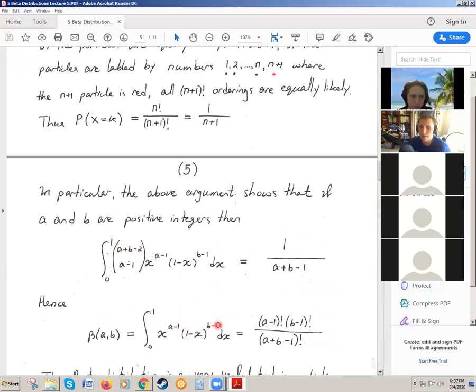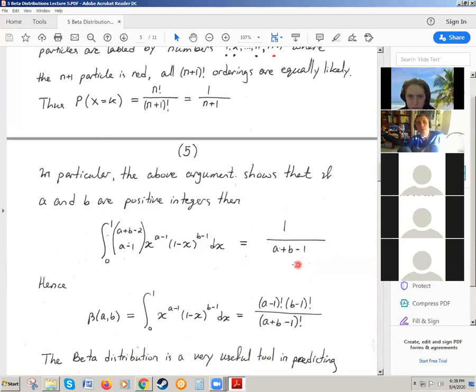I just have minus 1 is minus 2, right? So it's a plus b minus 2. Now a minus 1 is the number of successes that I want to have, so that's why I put a minus 1 over here. And so this integral, by the combinatorial argument that we had over here, simply equals this number plus 1, or a plus b minus 1 in the denominator here.